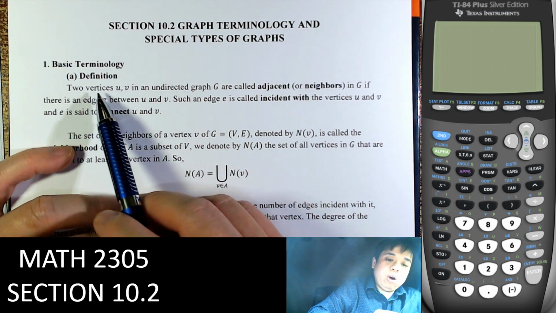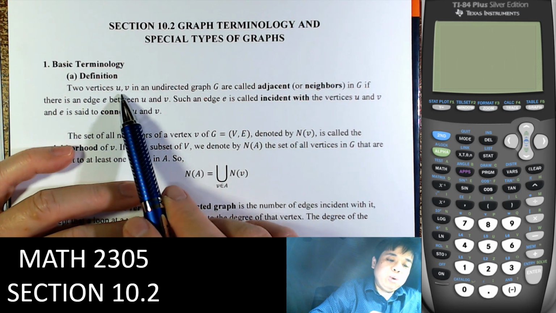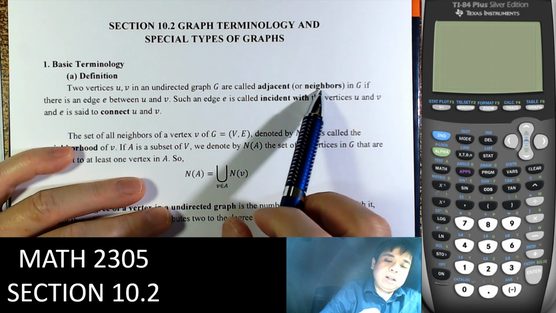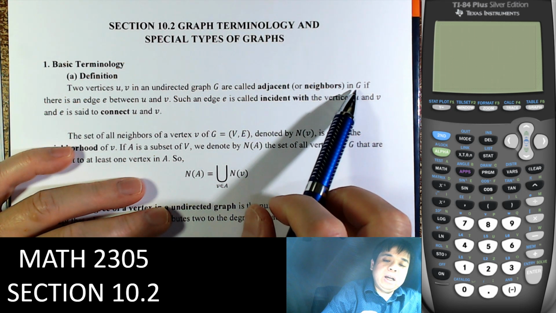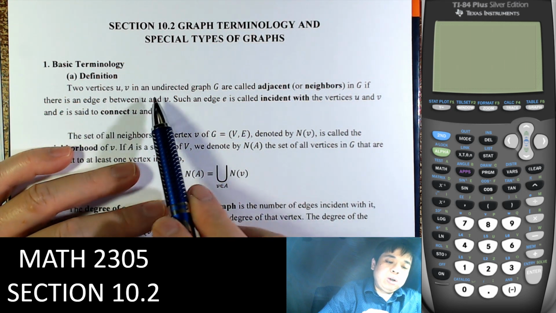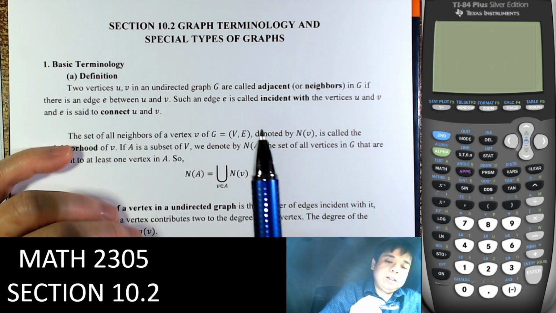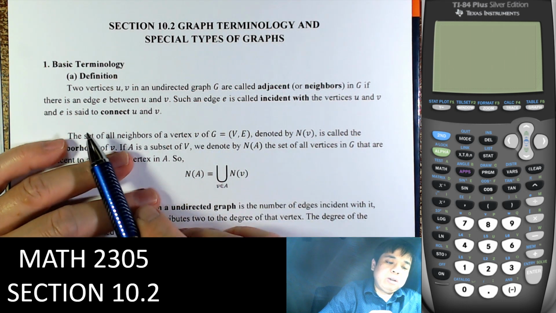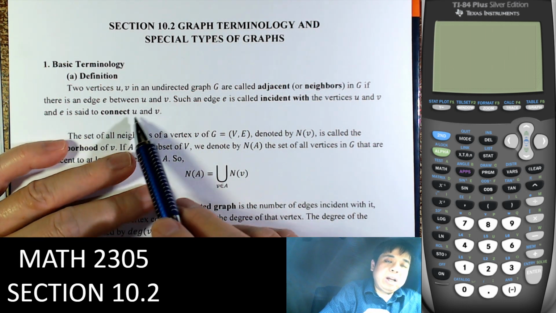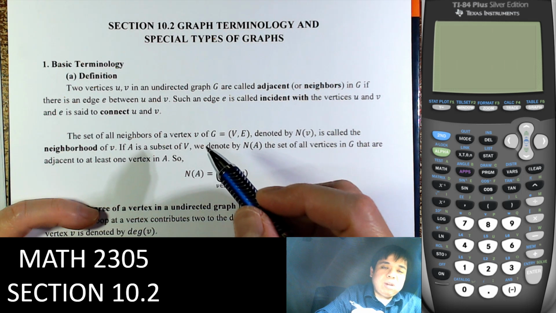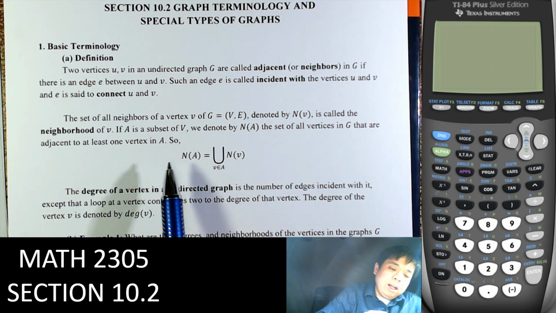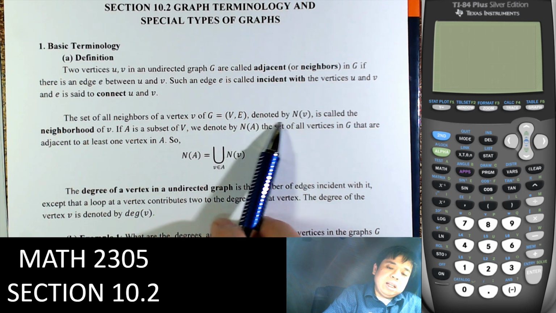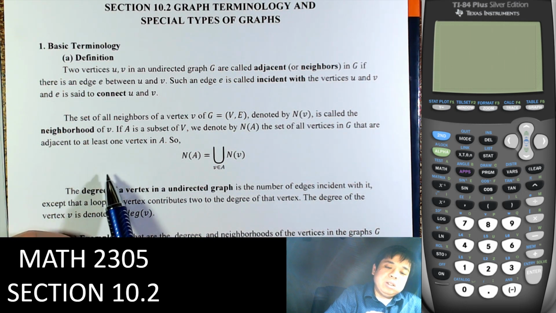So basic terminology: two vertices U and V in an undirected graph G are called adjacent or neighbors in G if there is an edge connecting U and V together. Such an edge E is called incident with the vertices U and V, and E is said to connect U and V. Right, so not much. The set of all the neighbors of the vertex V, denoted by N of V, is called the neighborhood.